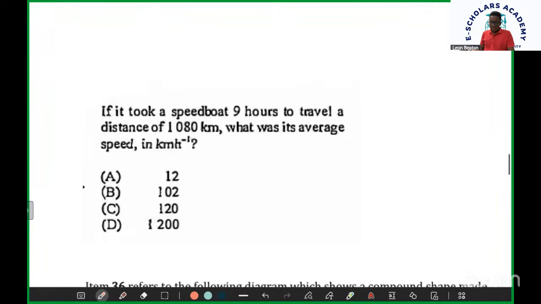If it took a speedboat 9 hours to travel a distance of 1,800 km, what is its average speed in km per hour? All right, this is kilometers per hour. So the boat took 9 hours to travel this distance, and we want the average speed. So we just have to do some division.